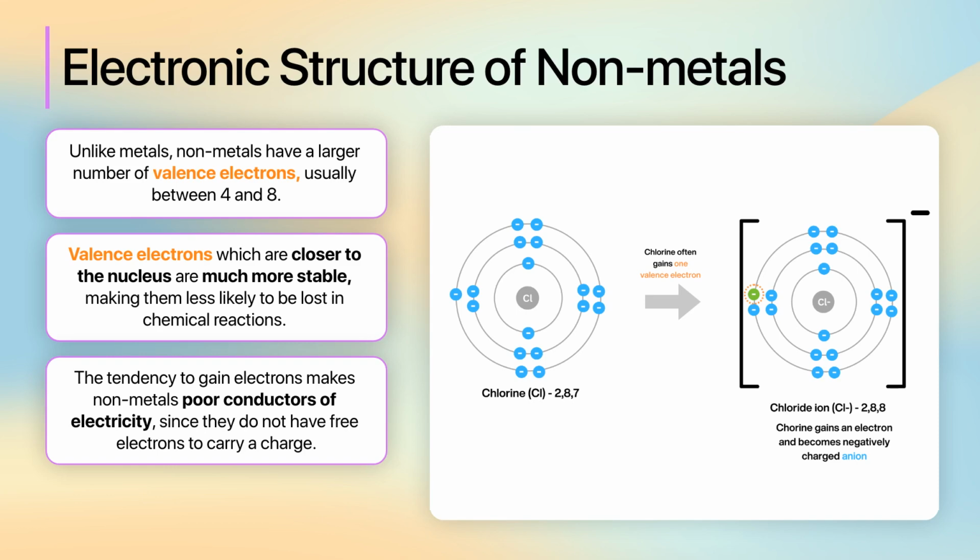Metals tend to lose electrons and form cations, while nonmetals tend to gain electrons and form anions or share electrons in covalent bonds. By understanding the layout of the periodic table and the electron configurations of different elements, we get a clearer picture of why substances behave the way they do chemically.